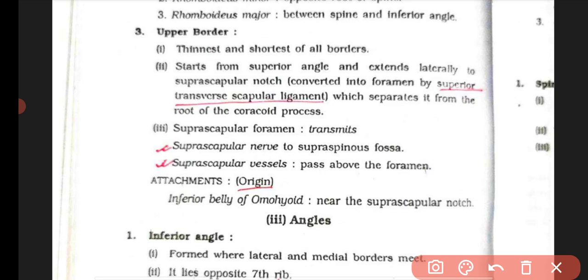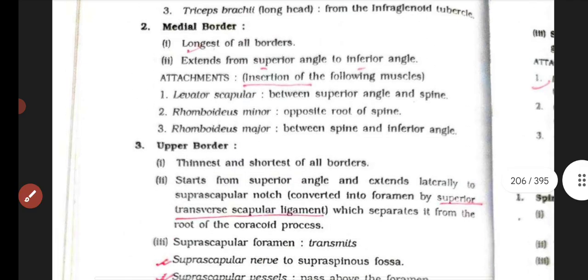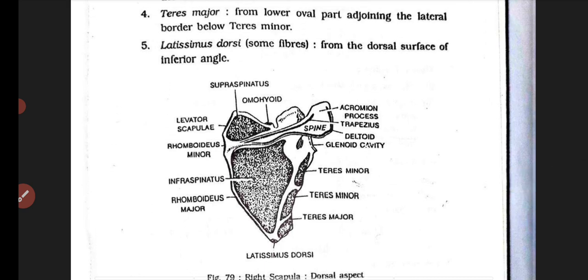Here, only one muscle originates, the inferior belly of the omohyoid near the suprascapular notch. It's the omohyoid muscle. This one is the suprascapular notch.